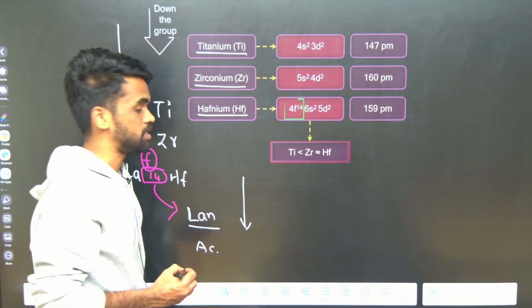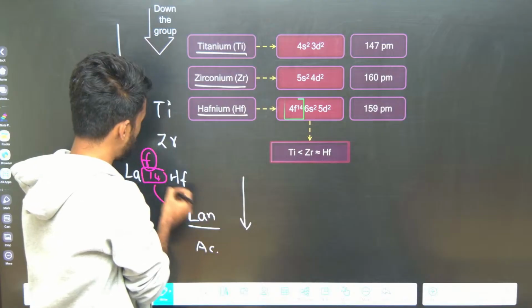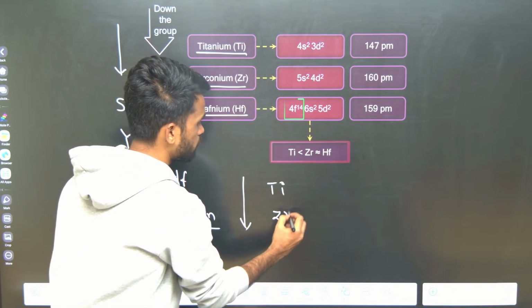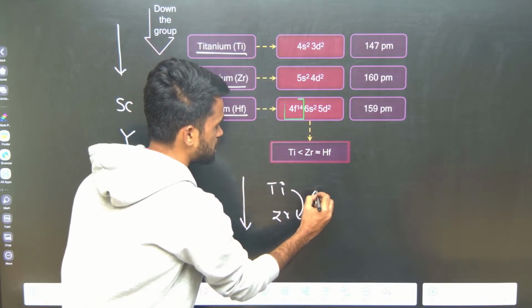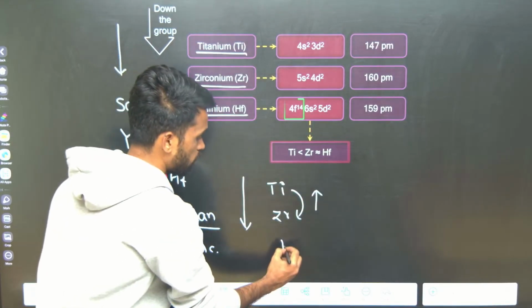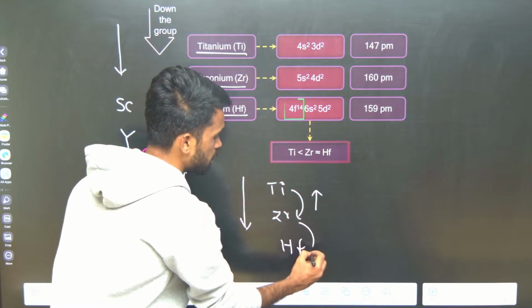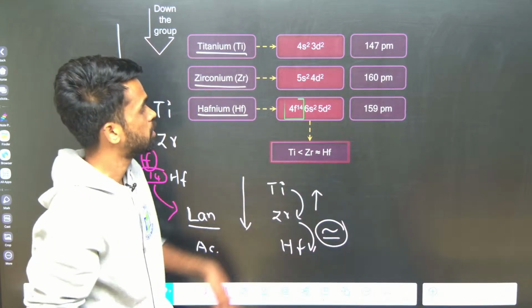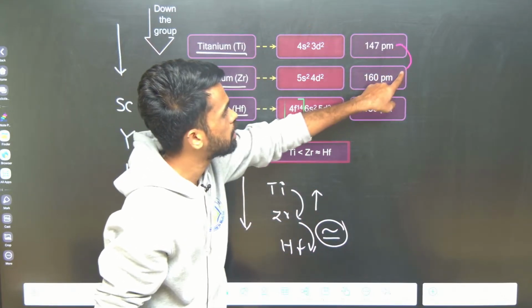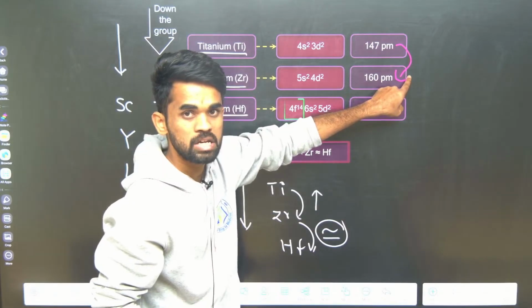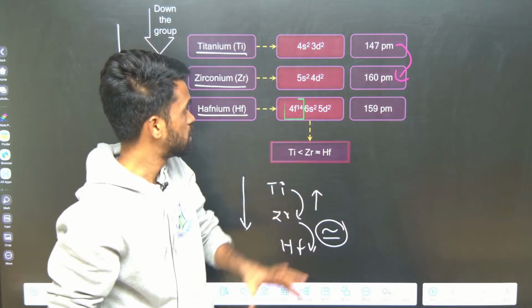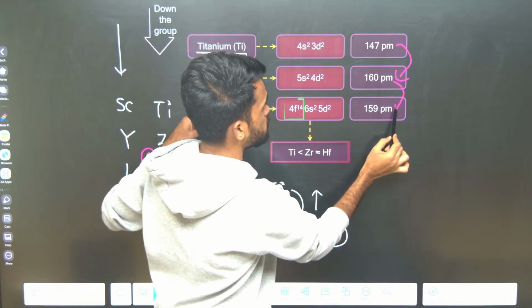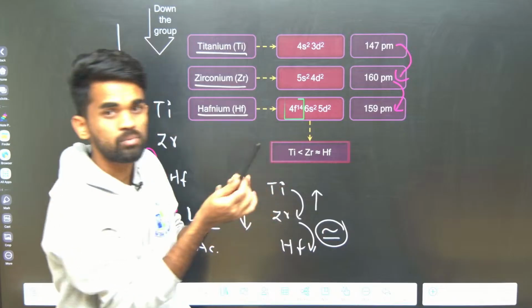Atomic radius should increase down the group, but due to the presence of the lanthanides, when I compare titanium to zirconium there is only a little increment in size, that is fine. But when I go from zirconium to hafnium, the size remains almost the same. Look at the values from here to here. Down the group atomic radius increases, we know that is the general factor, but from zirconium to hafnium, size is slightly decreasing or almost becoming the same.